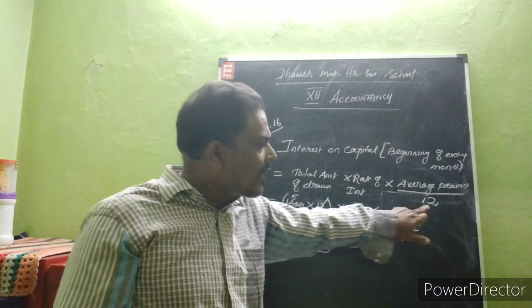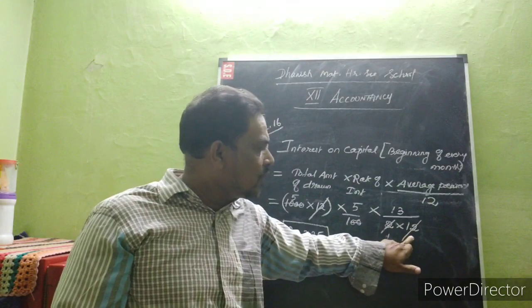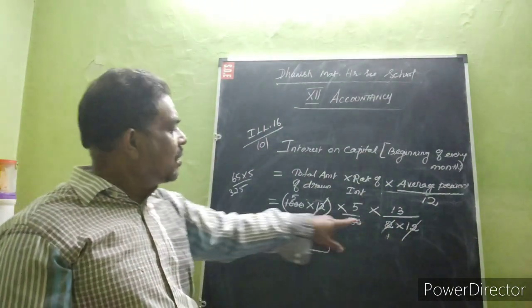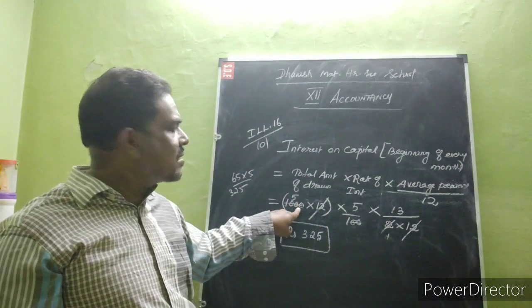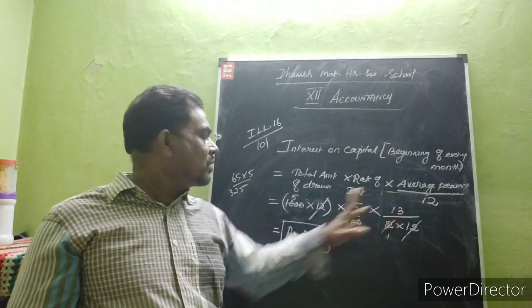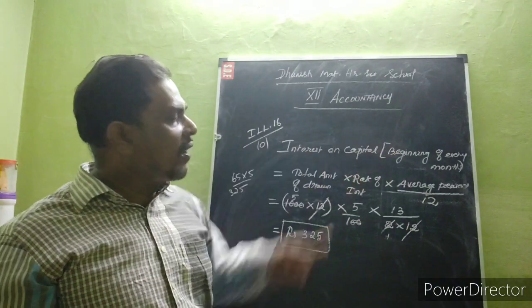Already 12 is there in the denominator. This 13 by 2 is nothing but 6.5. Now, since this 12 and this 12 will be cancelled, this 20 and this 20 will be cancelled. Now 5 into 5 is 25. 25 into 13 is equal to rupees 325. So this is for the beginning of every month.